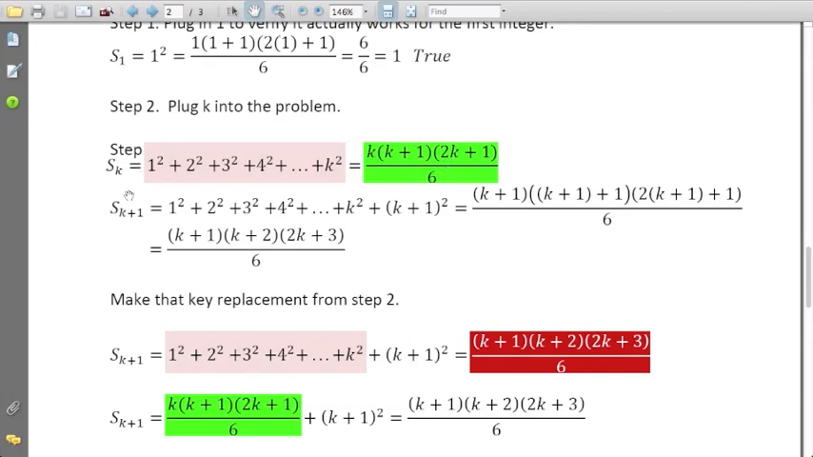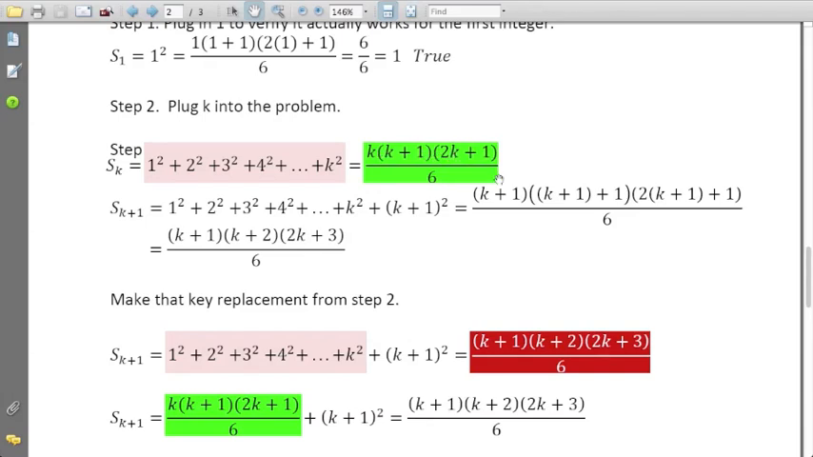Step 3, so that should be down here. Step 3 is to add the next term. So we got the first part here. We're going to take this part, and we're going to add the next term, which is just going to be k plus 1 squared. You see that here. And for each one of these k's, I'm simply going to change this one to k plus 1, this one to k plus 1, and this one to k plus 1.